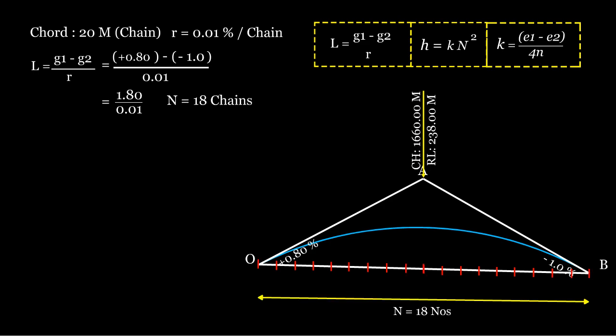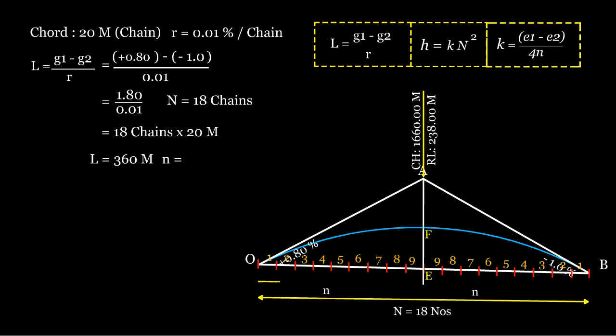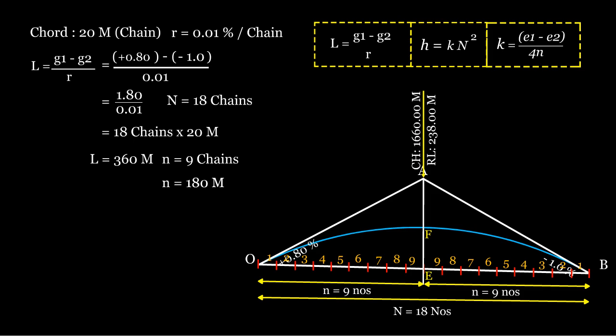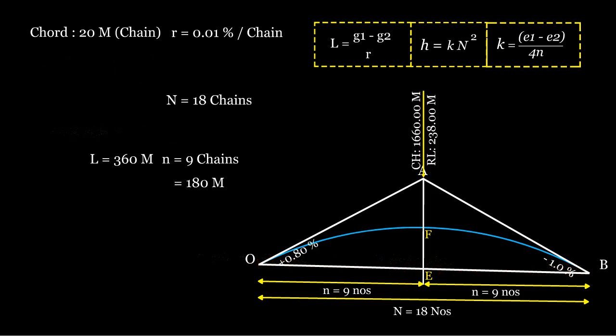Since each chain is 20 meters, the total length of the curve is 18 chains times 20 meters equals 360 meters. The length of the curve on either side of the apex is 9 chains. Thus, n equals 9 chains or 180 meters.